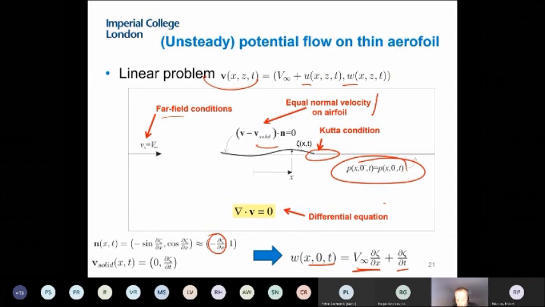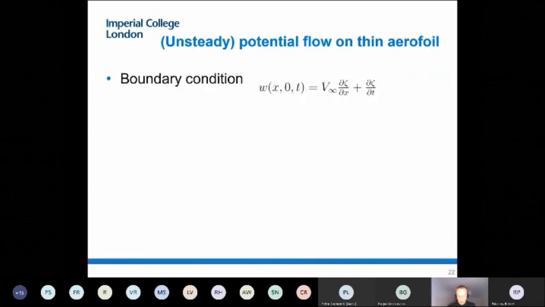Okay, so the boundary condition is going to be on top of the airfoil, on the vertical velocity, equal to the combination of those two effects. There are no boundary conditions on the horizontal velocity on the airfoil because you're allowed to have different velocities on top and bottom, and non-zero slip flow, in potential flow. So we have the boundary condition.